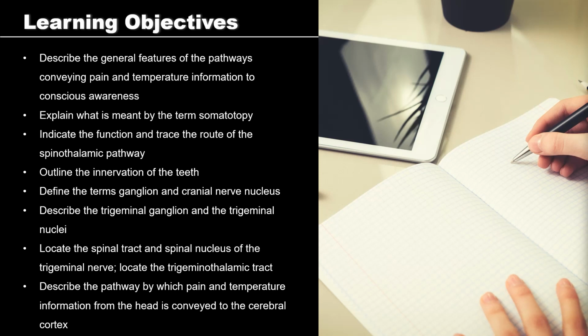Outline the innervation of the teeth. Define the terms ganglion and cranial nerve nuclei. Describe the trigeminal ganglion and the trigeminal nuclei. Locate the spinal tract and the spinal nucleus of the trigeminal nerve, and locate the trigeminothalamic tract. Describe the pathway by which pain and temperature information from the head is conveyed to the cerebral cortex.